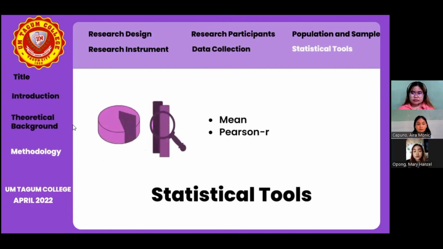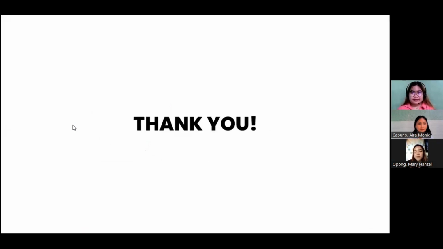The statistical tools that will be used for data analysis and interpretation are mean and Pearson r. For mean, this statistical tool will be used to determine the level of perception and satisfaction of acquired knowledge. And for Pearson r, the statistical tool will be employed to determine the significance of the relationship between perception and satisfaction of acquired knowledge. Thank you for listening, and that is our outline proposal for students' perception and satisfaction among accountancy students in Tagum City.